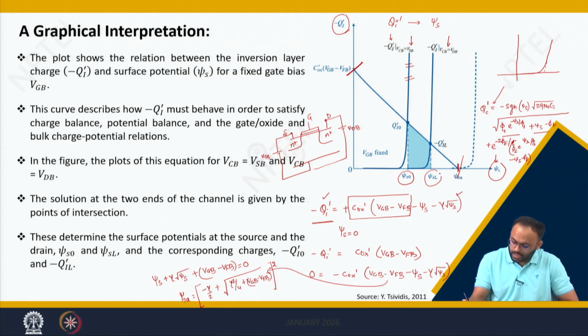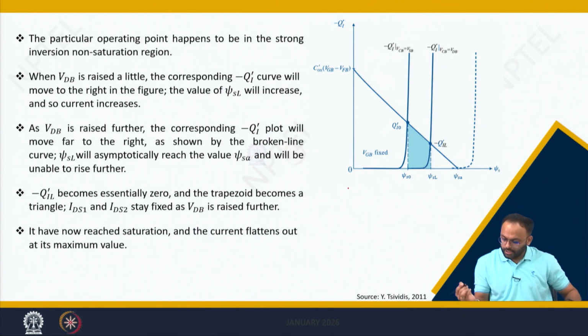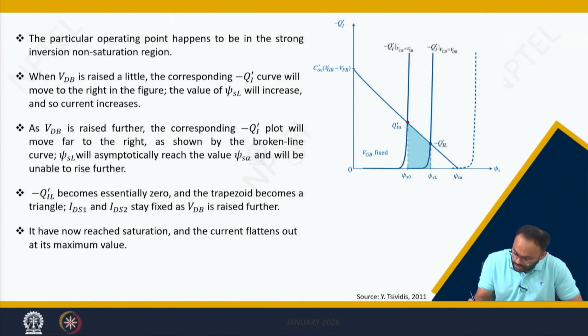So, ultimately we got two lines which show the relation between Qi dash and psi s0 and Qi dash and psi sL. It is clear and already mentioned in previous lectures that psi s0 is nothing but the surface potential measured just at the source channel junction, and psi sL is nothing but the surface potential measured here by ignoring the edge effect. Now, if you see clearly, this intersection point is nothing but the solution of the equations written in terms of Qi dash and psi s.